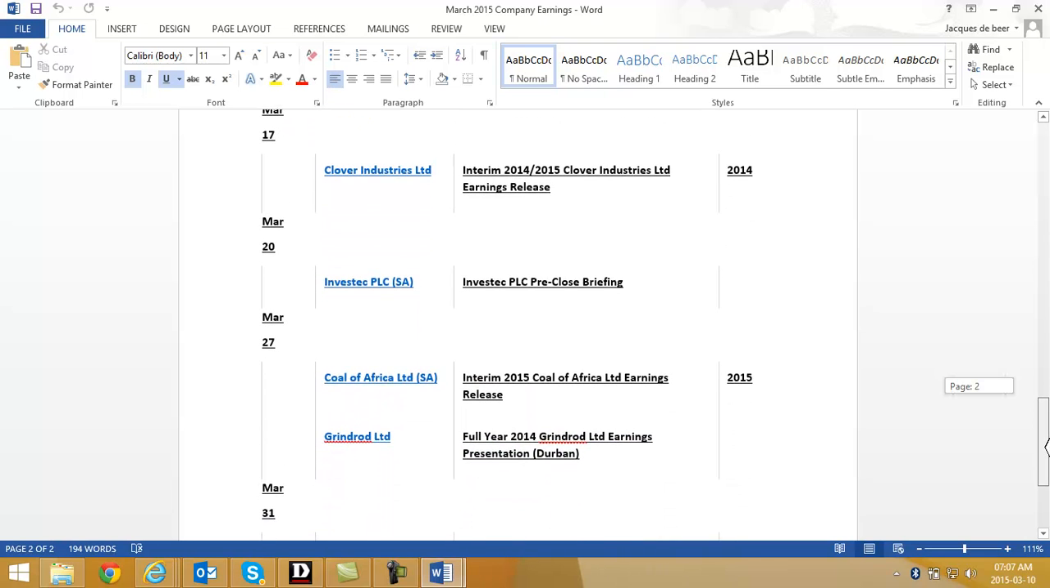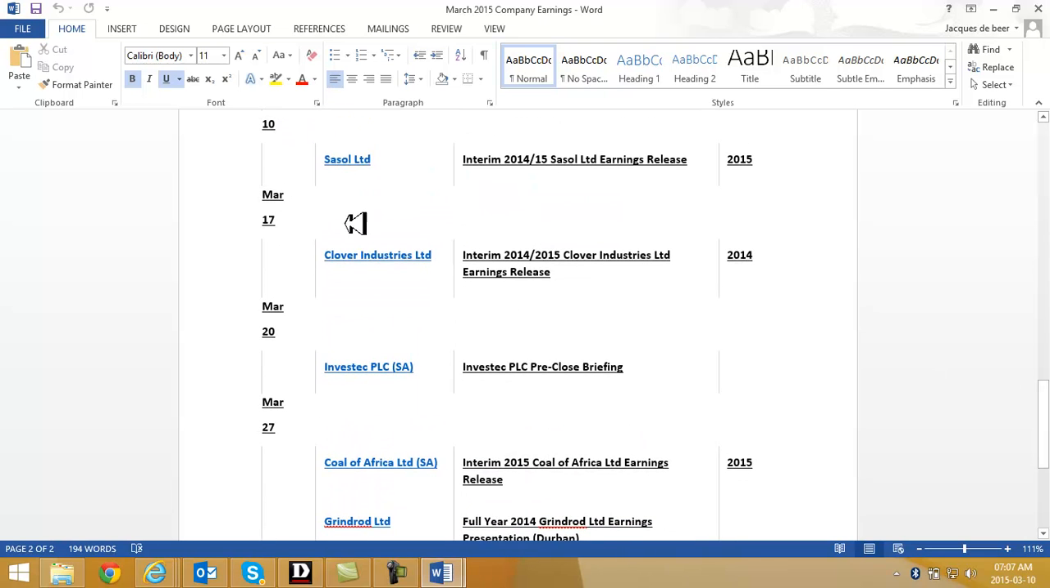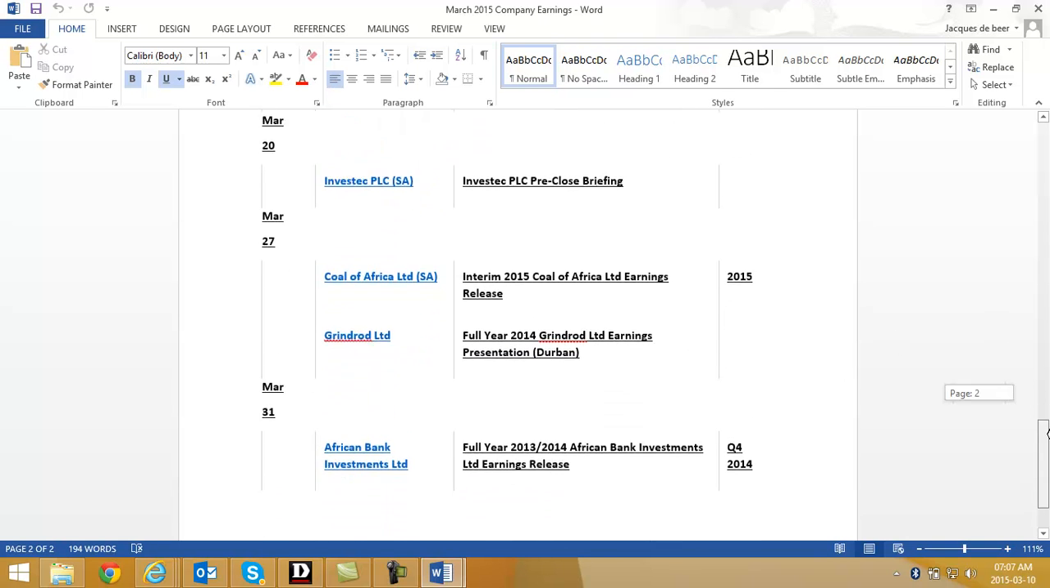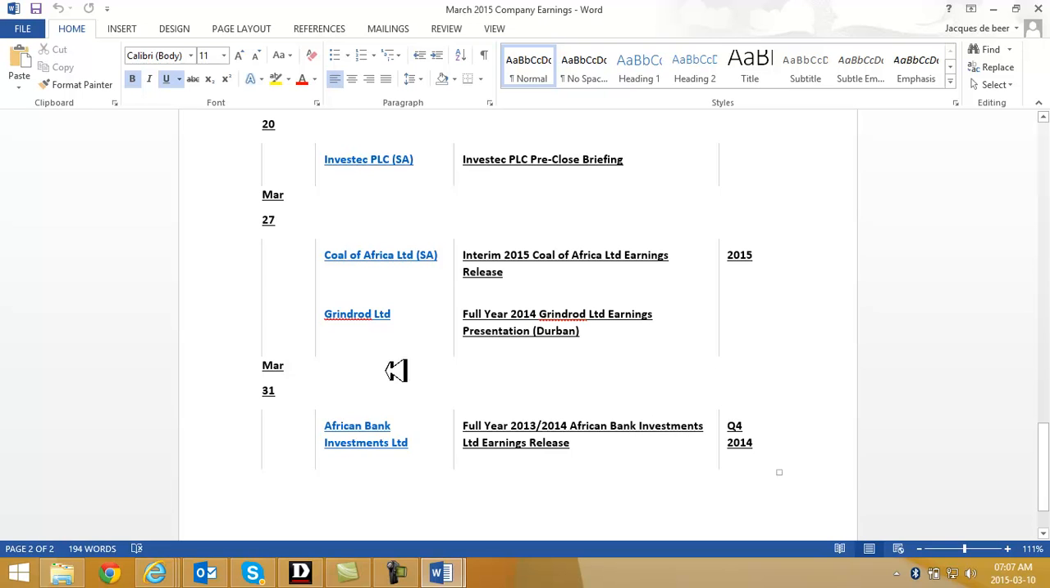Now, as you can see here, again, 17th of March, Clover, it's an interim result, so that's just the first 6 months result. But full year reports normally have a bigger, greater impact. Example, African Bank Investments on the 31st of March, full year report, that will have a huge impact on the movement of the specific share as well.